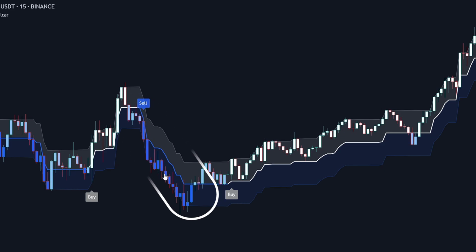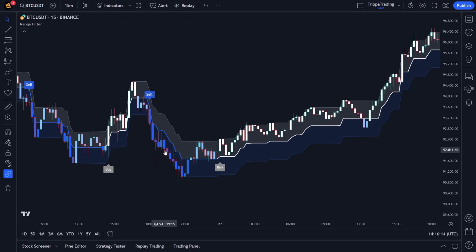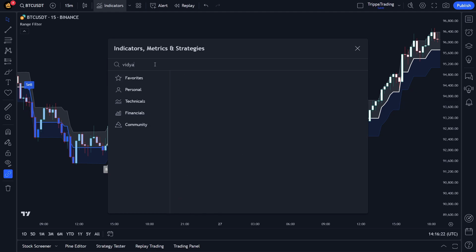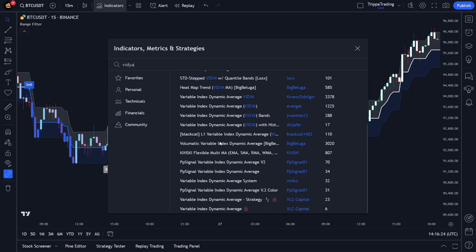Now, to improve the reliability of this strategy, we're going to add another indicator called the Volumetric Variable Index Dynamic Average, or simply the VIDIA indicator. You can open the Indicators tab from here again, and search for this indicator in the Indicators tab, Volumetric Variable Index Dynamic Average, and select the one created by Big Beluga.